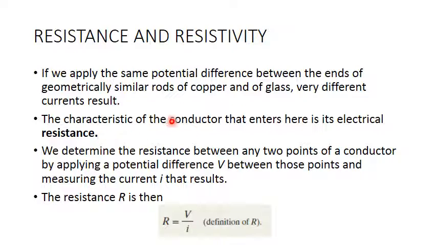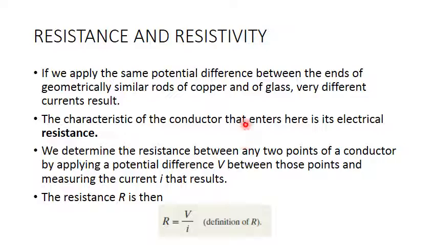The characteristic of the conductor that enters here is the electrical resistance. So the difference between copper, glass and other materials is the electrical resistance. When this electrical resistance varies from one material to another, the current due to a specific potential will be different from one material to the other. We determine the resistance between 2 points of a conductor by applying a potential difference between those 2 points and measuring the current that results.